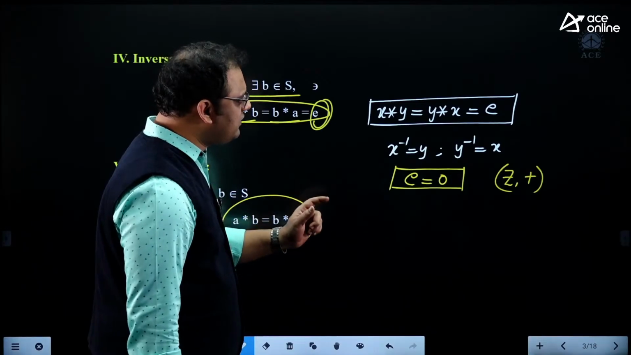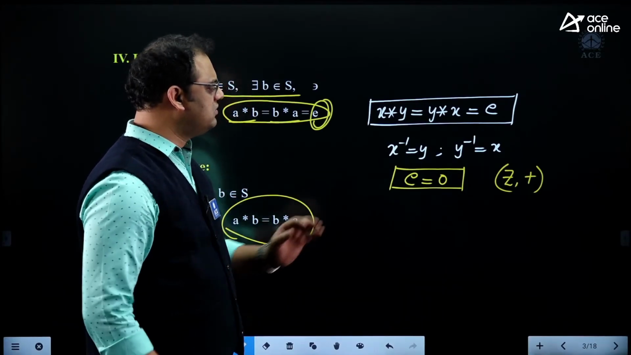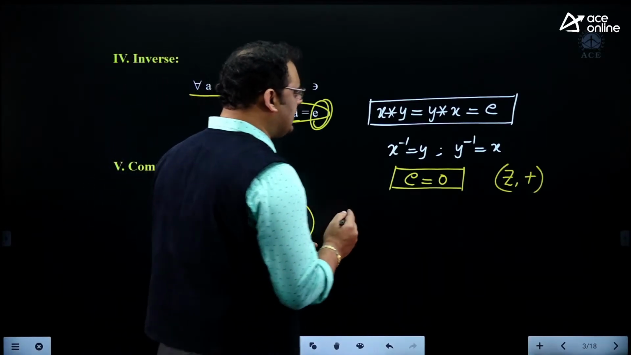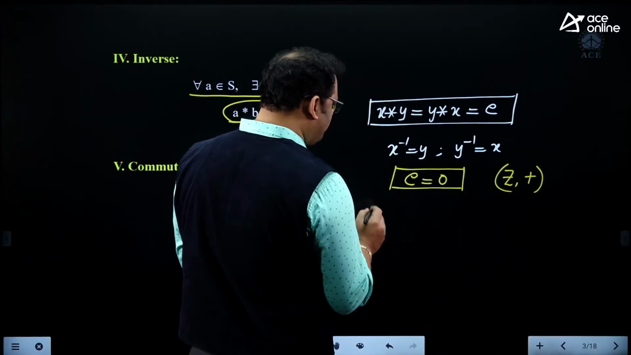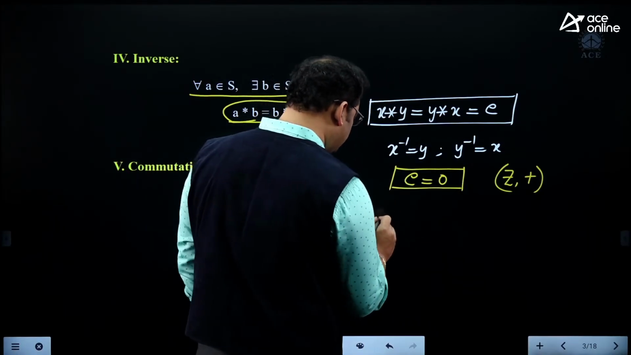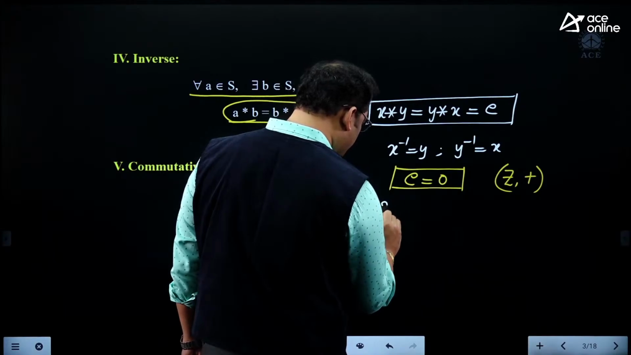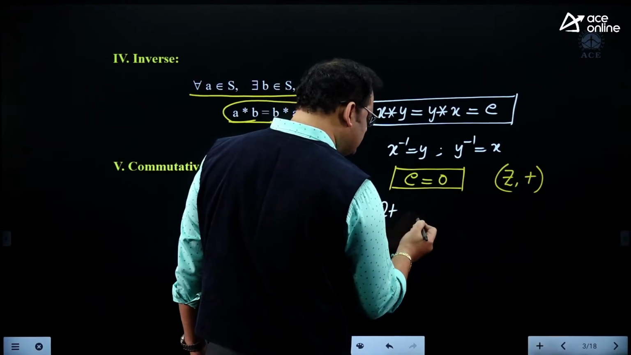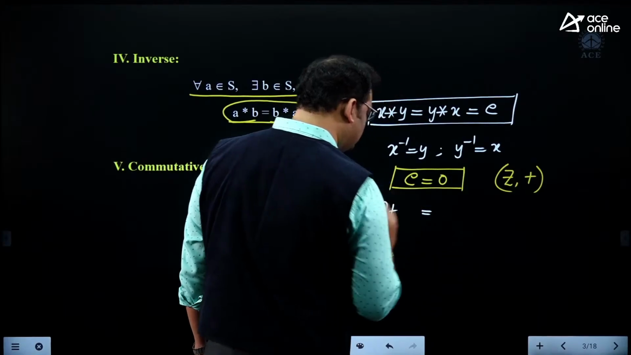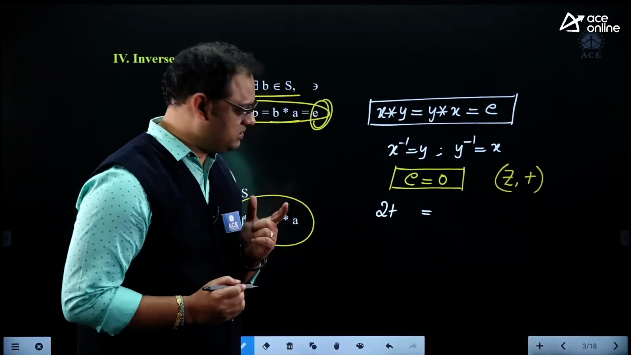Fine. X star Y is equal to Y star X is equal to identity. So what is star here? Star is the addition operation. X and Y are two integers. What I want to say is 2 plus something results in identity. What is that?